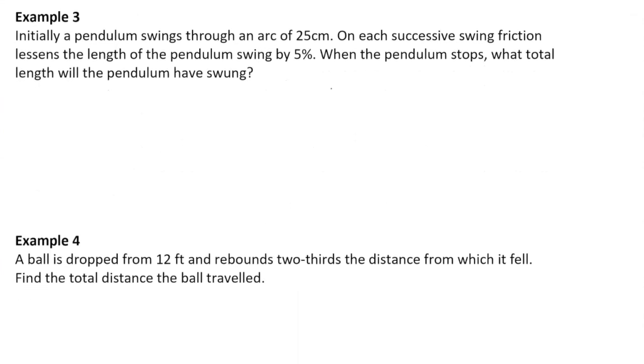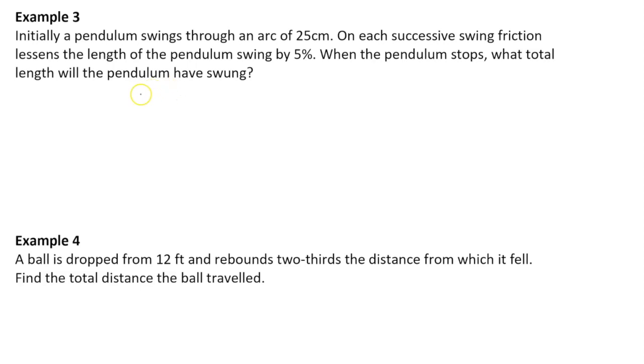Okay, a couple word problems. So you have a pendulum that swings and has an arc length of 25 centimeters, and in each successive swing, you lessen it by 5%. So take a look at what they're saying. They're saying it lessens by 5%, but that means it retains 95%. And they're saying when the pendulum stops, what's the total length that the pendulum will have swung?